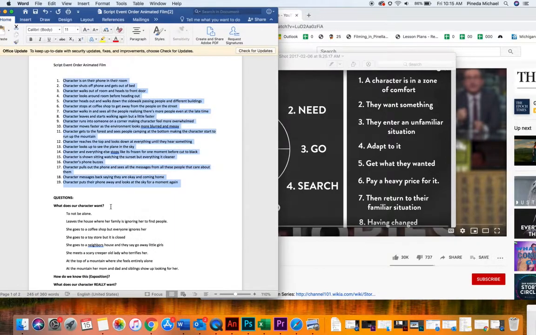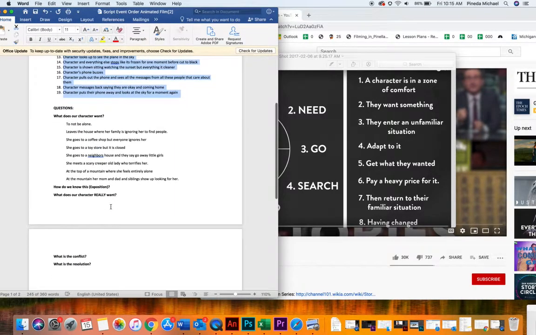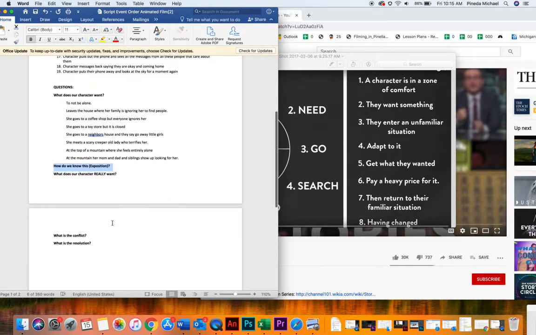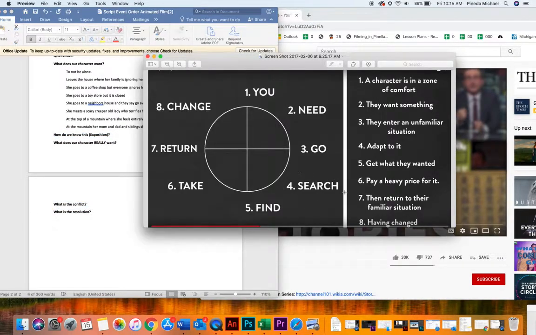So I want you to revisit your story here, but I want you to include this story structure in it, all right? And then we can go from there. So it's things that you need to be able to answer. What does the character really need versus what they want? How do I know what they want? And that's going to be the exposition. What is the conflict? And that's right here.